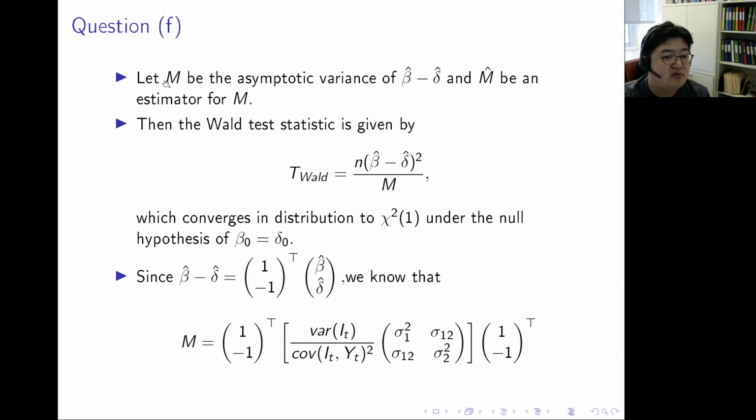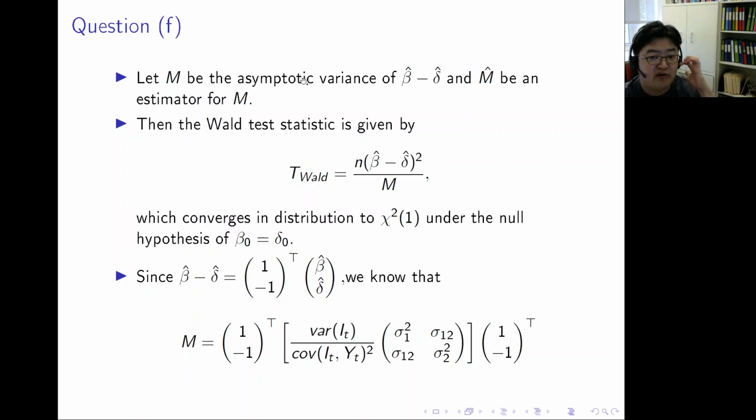And now, if you take the asymptotic variance matrix of this as M, then the Wald test statistic will take this form. Because everything is scalar, I do not use transpose, M inverse and so on. I just use it as a scalar. And we know it converges to chi-square 1 under the null hypothesis. So the null limiting distribution is chi-square 1. And then what remains is to calculate M.